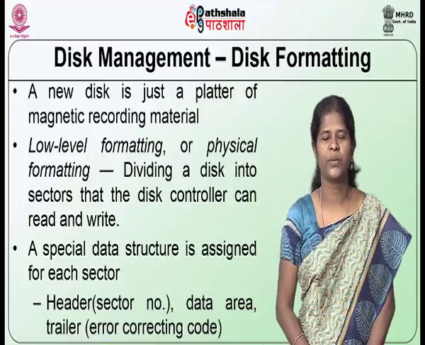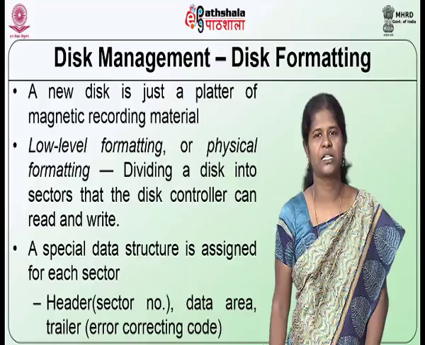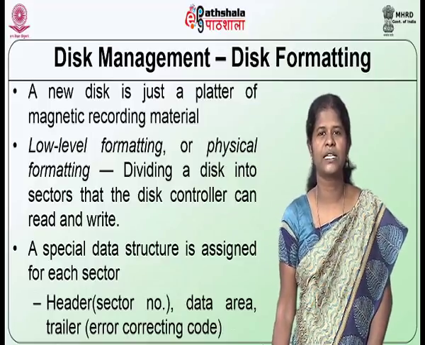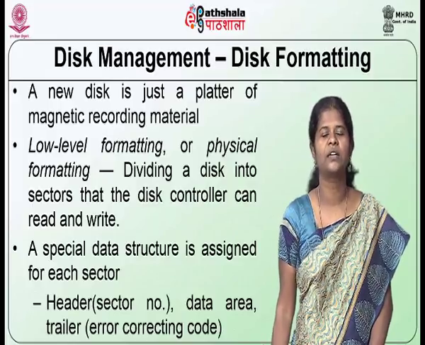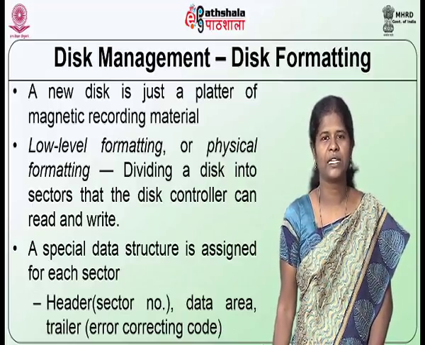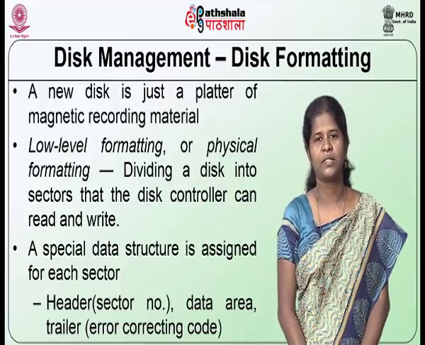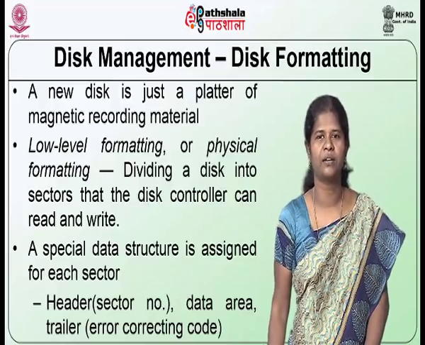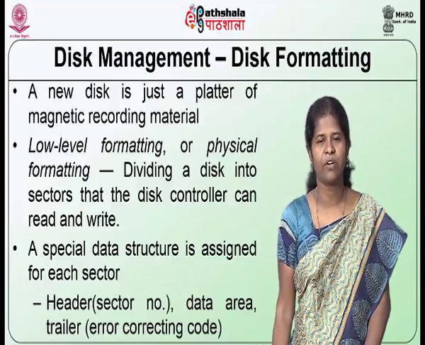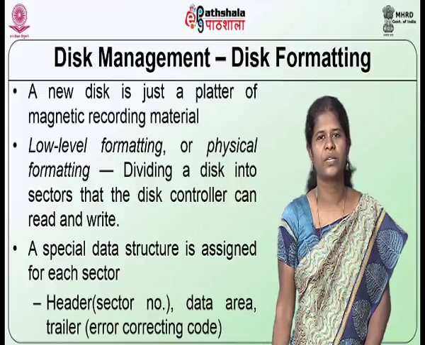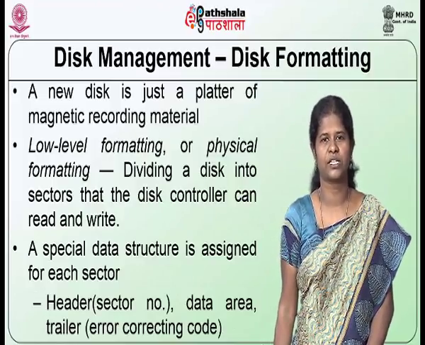When you are looking at a new disk, it is just a platter of magnetic recording material, nothing is written into it. So, this disk has to be formatted first, and that is called the low level formatting or the physical formatting. This low level formatting is usually done by the manufacturer, and what is done here is that the disk is divided into sectors, so that the disk controller can write into the sectors and read from the sectors.